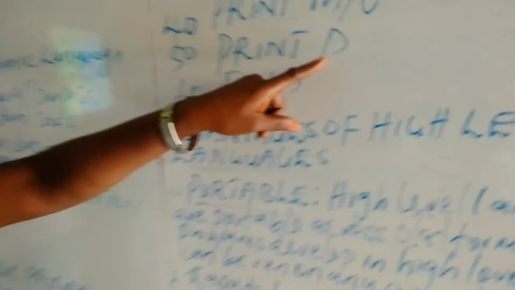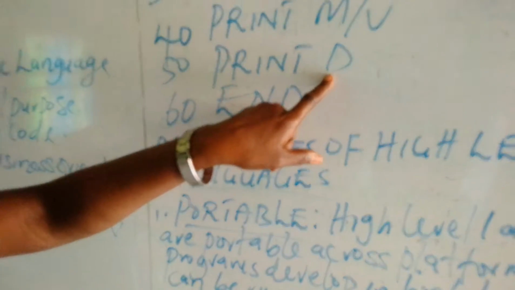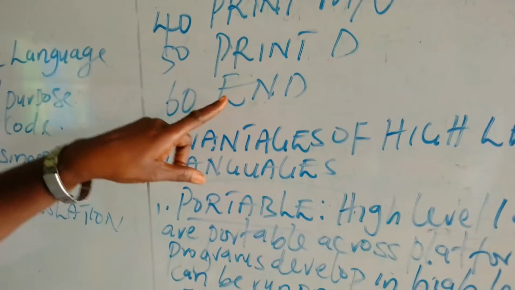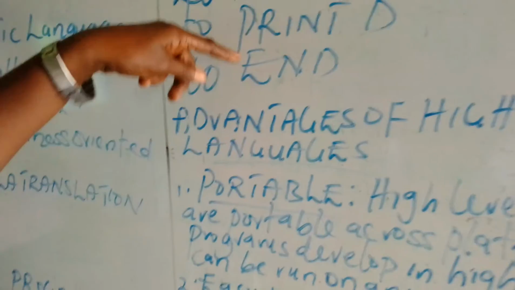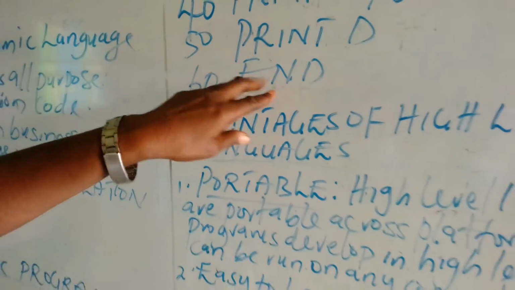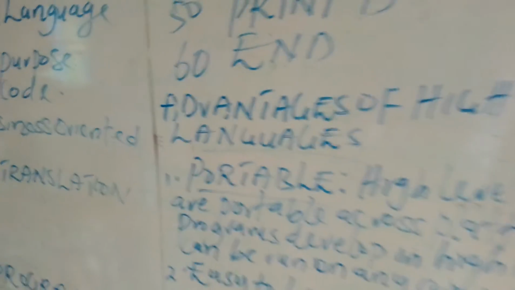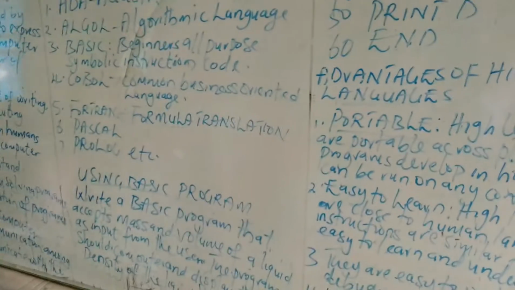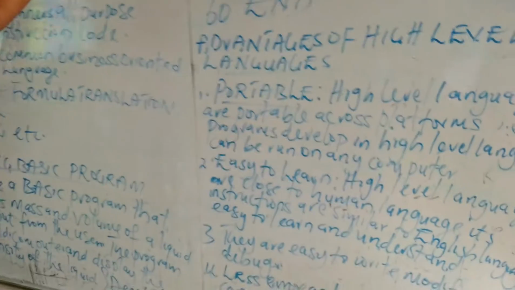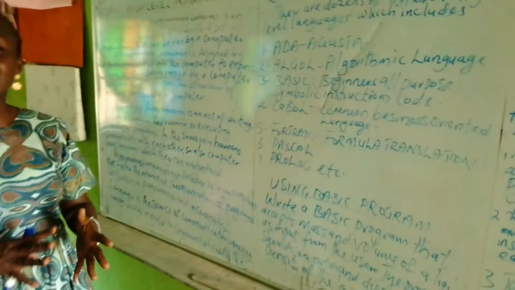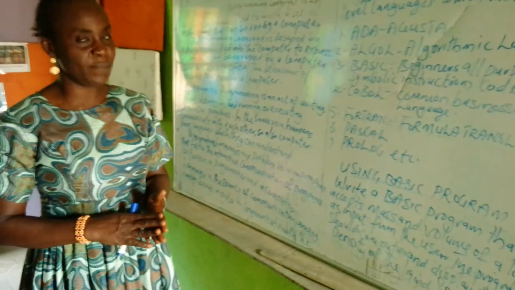Print D simply means what? To print the density of the liquid. And after that, what comes next? The program comes to an end. And once you type the end statement, automatically that terminates the program. So that is how the basic program is written in line statement. And that is why we say that BASIC is the beginner's language due to its simplicity and flexibility.